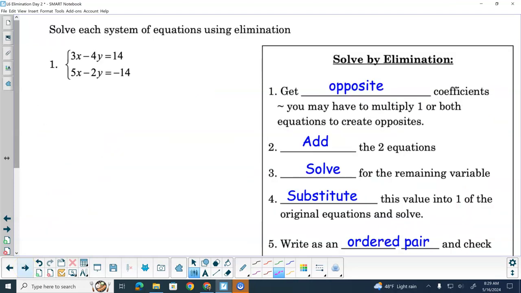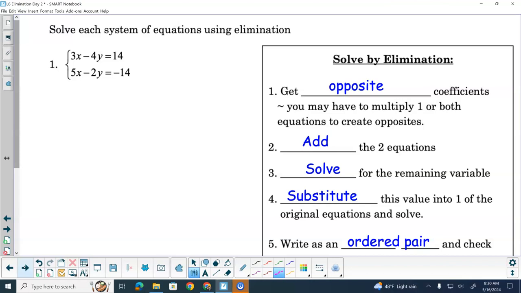So yesterday we talked about solving by elimination. Okay? And when we solve by elimination, first we've got to get opposite coefficients. Now yesterday in my classes we talked about what it meant to be opposite coefficients. Ray, I'm not going to ask you because I didn't have you yesterday in class, so I'm just going to tell you, if that's okay.